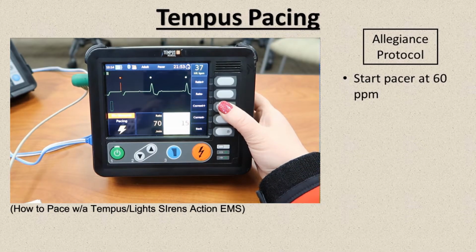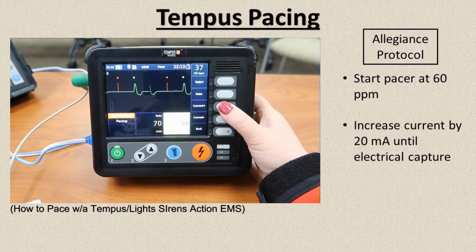And now I'm going to gradually increase my current. So you can see every time I press the current plus button, it does go up by 5. We're looking for a pacer spike up against every QRS complex. So I think I end up getting capture around 75. And depending on what your protocol is, my protocol, I have to go up 10 more once I gain capture. I go up to 85, I believe, and then I stop.